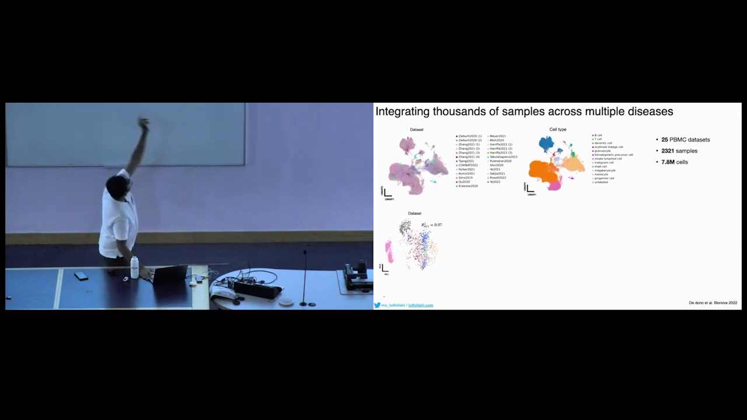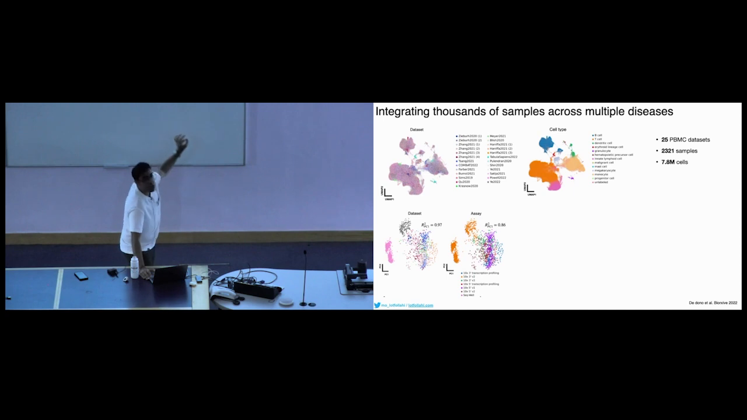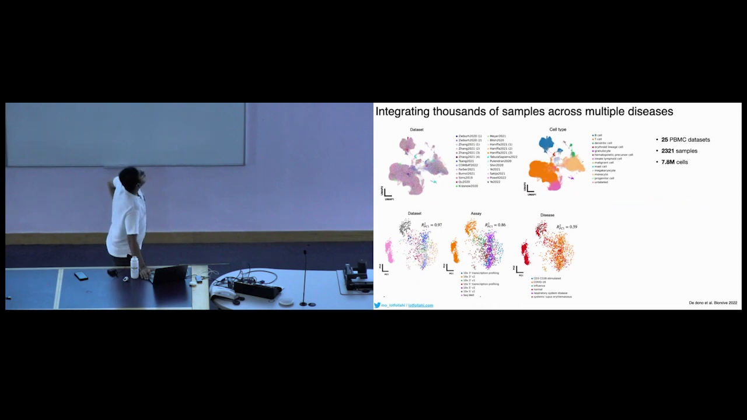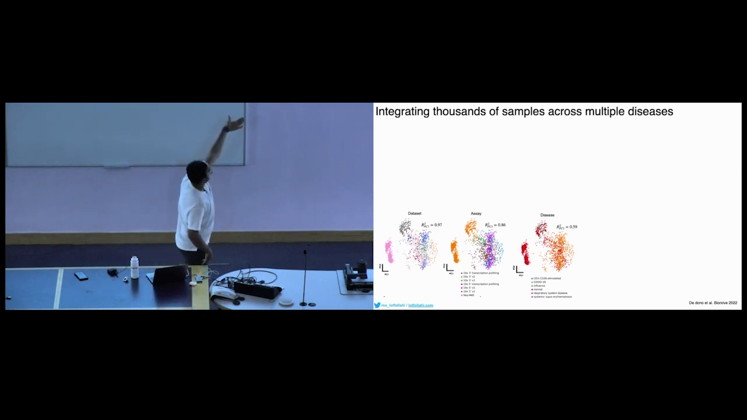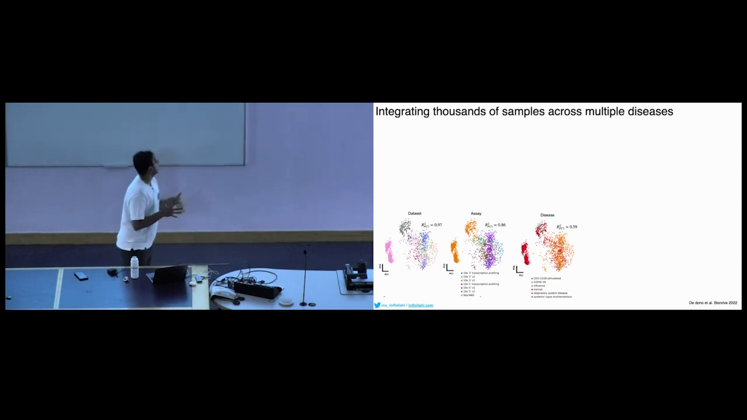On the top, you'll see the cell latent space. Each dot is a cell. At the bottom, in the second row, each dot is a sample, so this is a sample-level embedding. We colored the sample-level embedding based on different metadata: dataset, assay, disease. You could see the variation across them, so we had multiple states here. There were disease cells, there were healthy cells, multiple diseases.